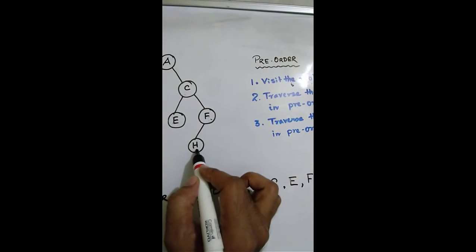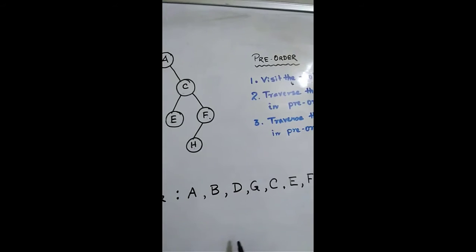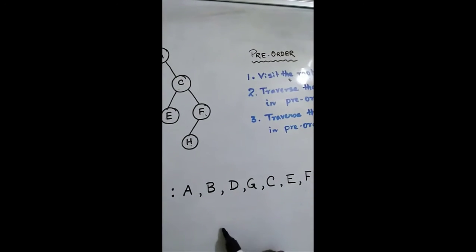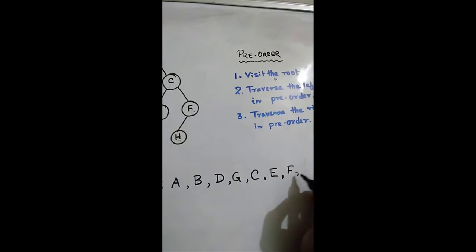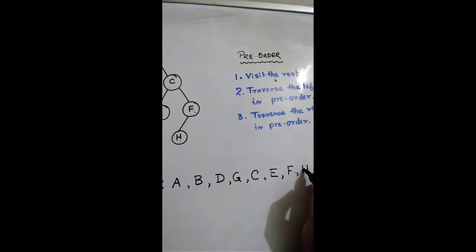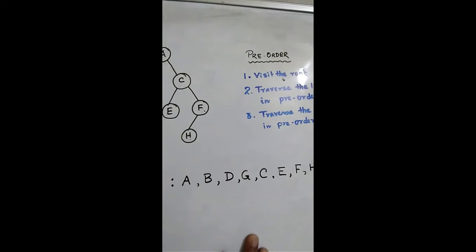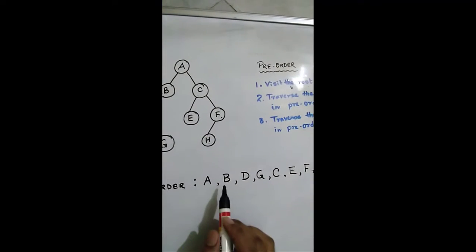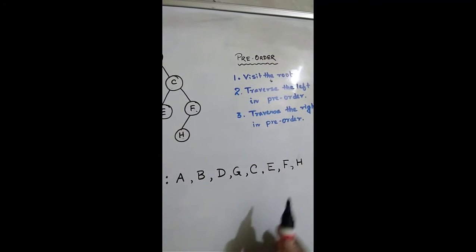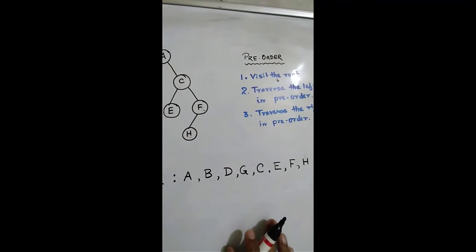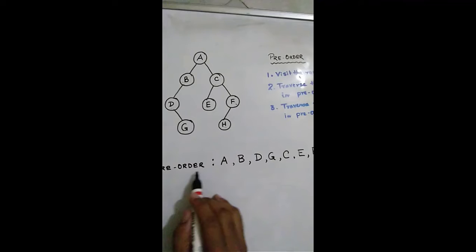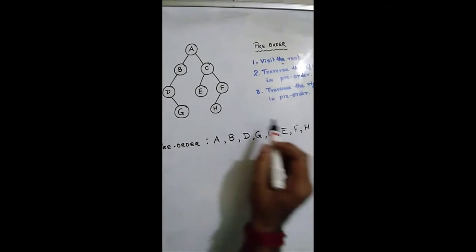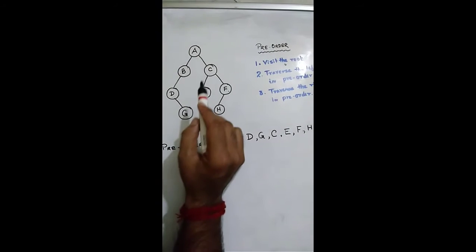The only thing that we left is traversing the left subtree. So again we will move forward and traverse the left subtree. We have another node which is H. We will visit the node and print the node. Now at this point we can see that we have visited all the nodes of the binary tree in pre-order, and that is the pre-order sequence A, B, D, G, C, E, F, H.